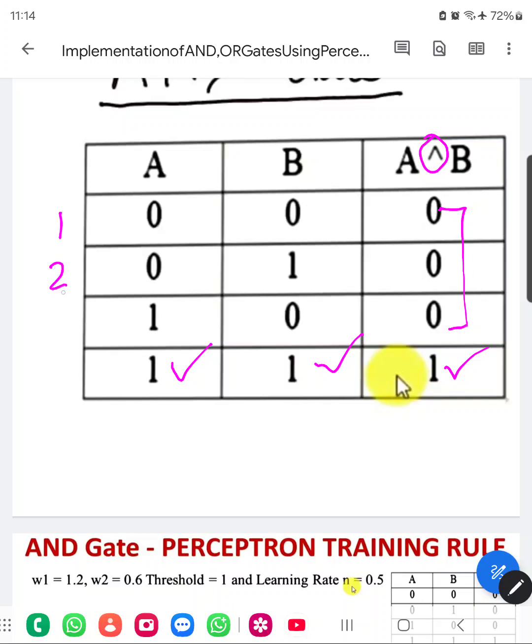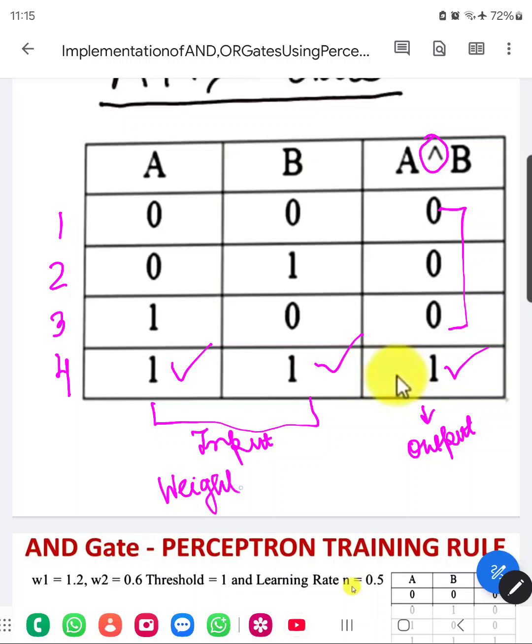So there are 4 training examples that we need to work on and apply the perceptron training rule to. So we will assume we have the inputs. These are the inputs, this is the output, and the next thing that we require is a weight, meaning the weights corresponding to inputs A and B, and another thing that we require is the bias. Bias value is the minimum threshold value. So for now let's assume that the threshold value is 1. And we have something called the learning rate, n, which is equal to 0.5. I'll discuss that also.